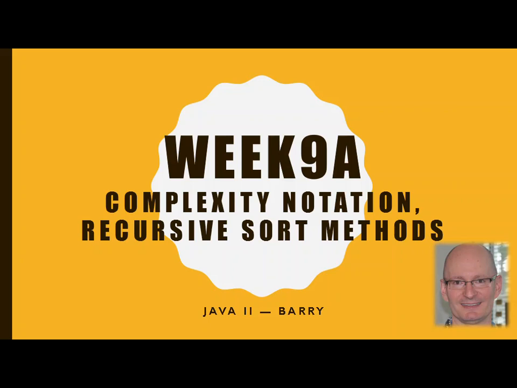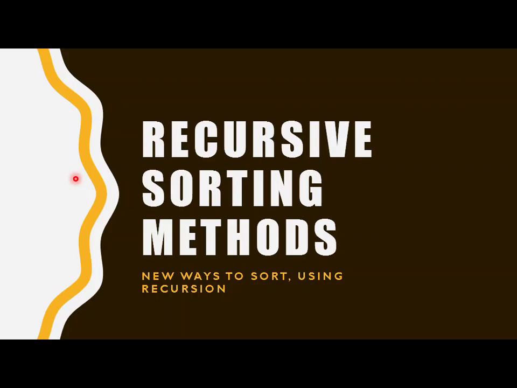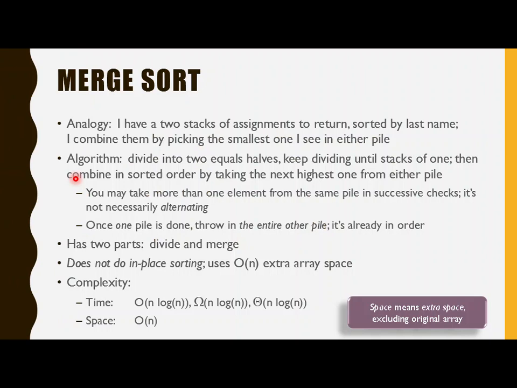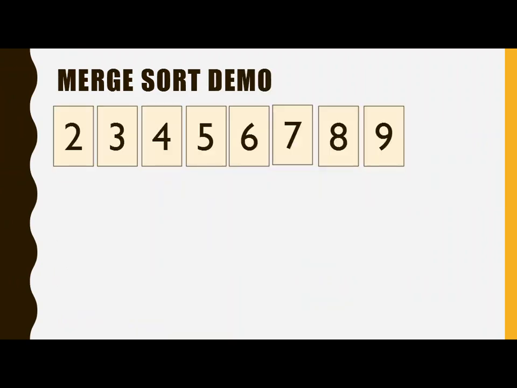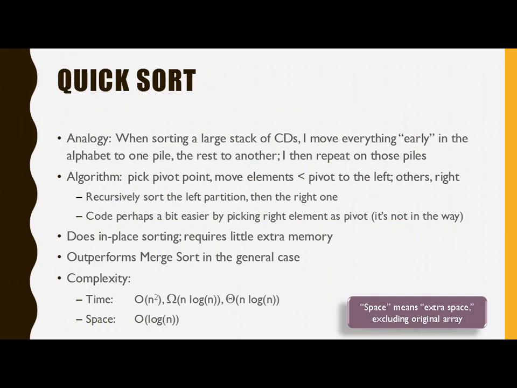So far we've talked about complexity notation and we looked at merge sort, which is the first of our two recursive sort methods that we're going to look into, but we still have some more fun to have, so let us jump down to recursive sort methods. We've already been through these slides, so I'll just remind us that we talked about the merge sort, we looked at its complexity, we did a demo, and now we're going to talk about the quicksort.